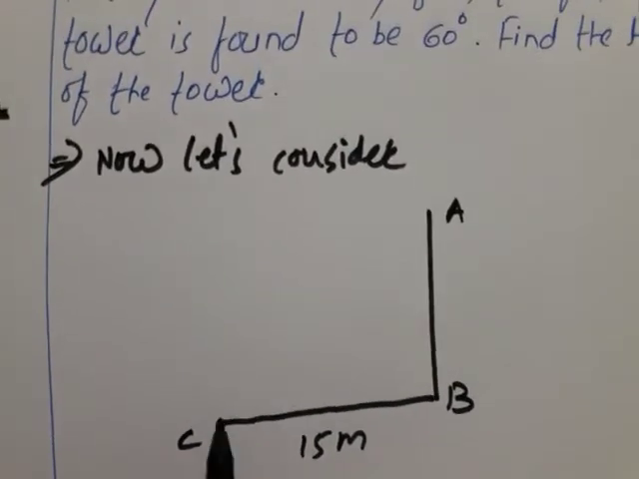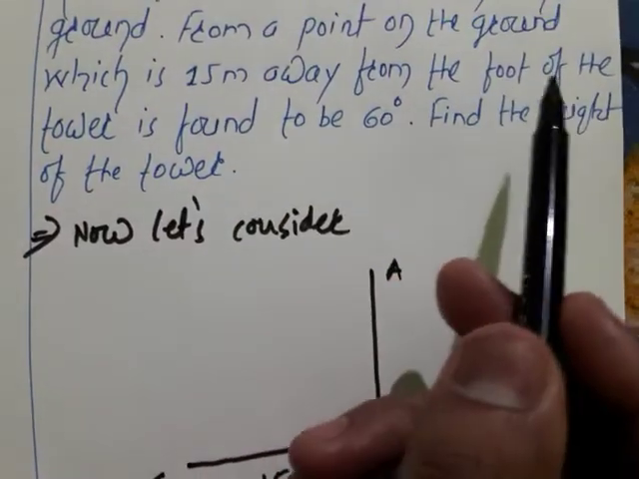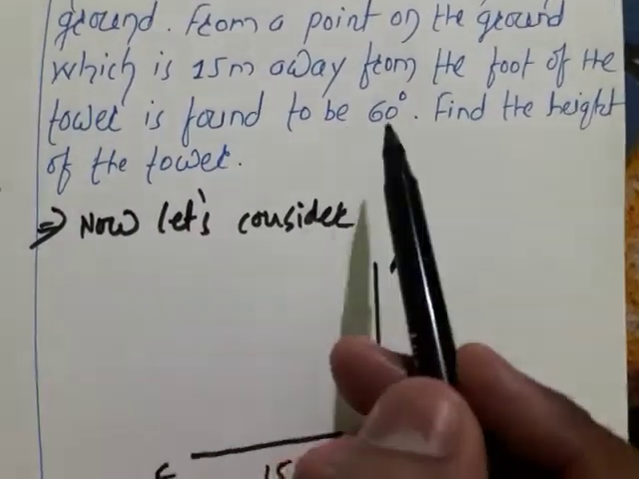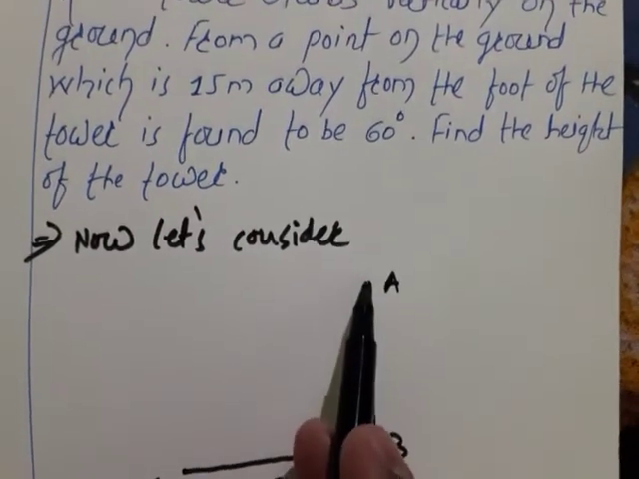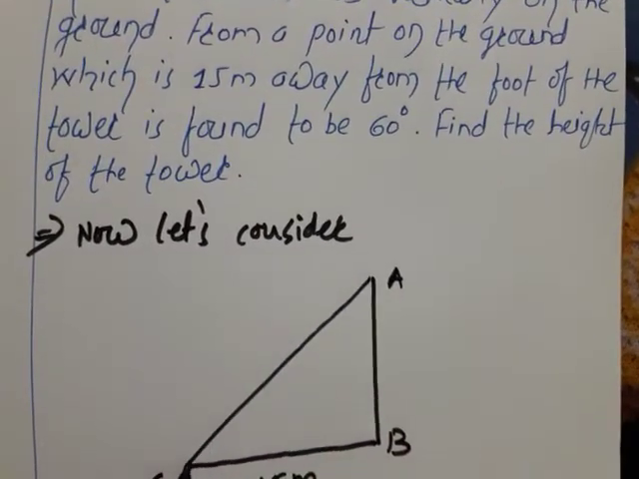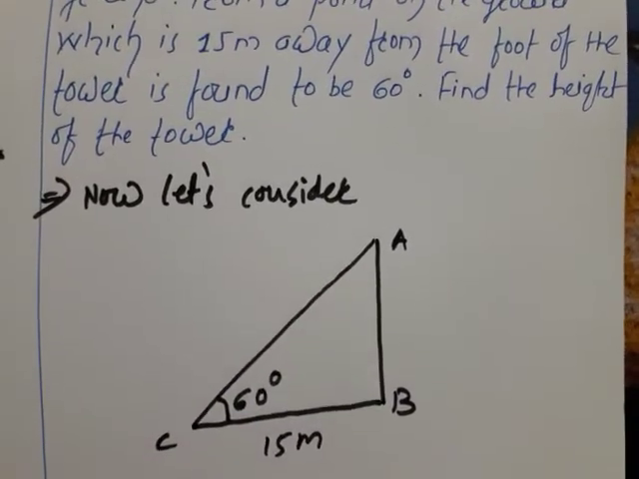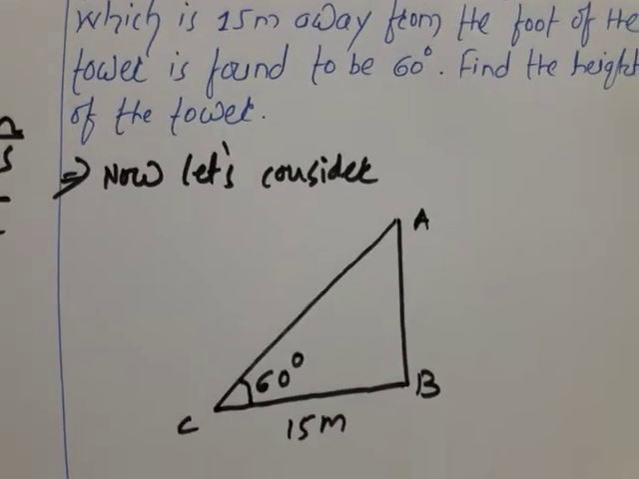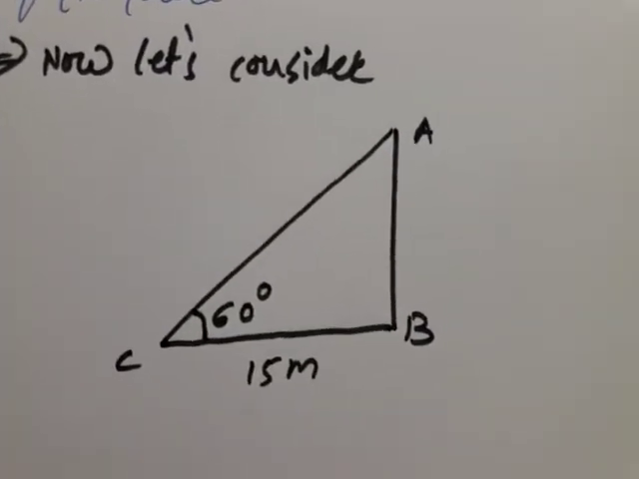The angle which is created at this point, 15 meter away from the foot of the tower, is found to be 60 degree. Means the angle formed here at point C is given, that is 60 degree. Are you getting? Here we are not going to write angle of sight or horizontal line. We have to judge it. We try to understand it.